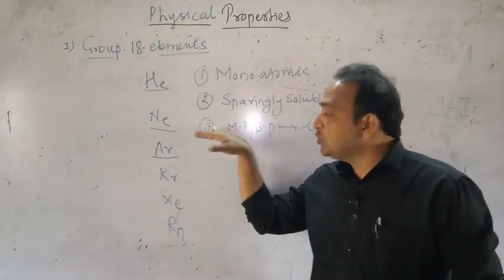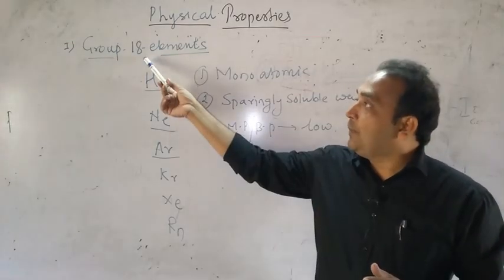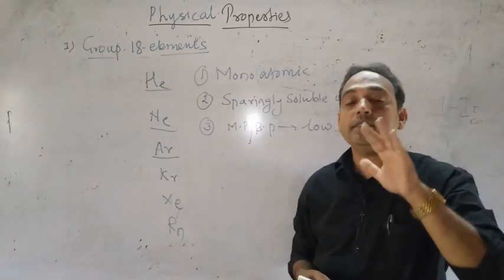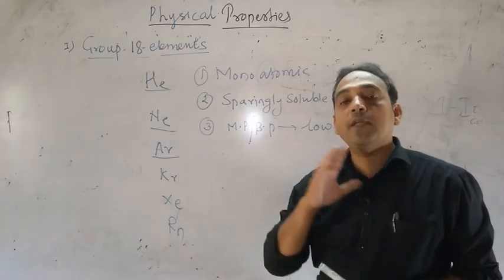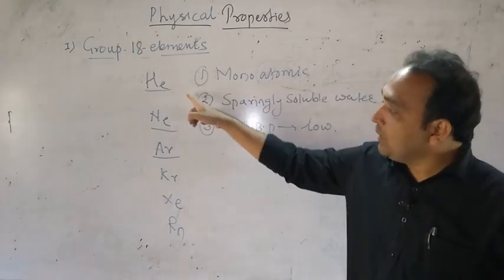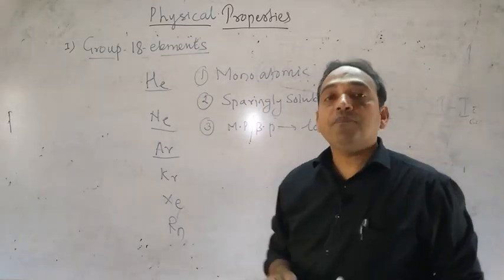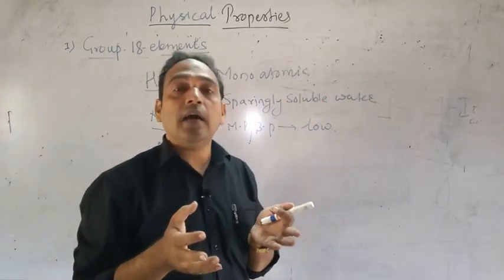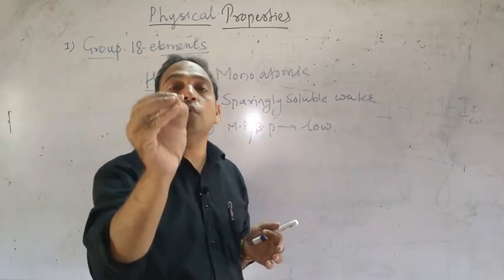And here the question may arise, why do noble gas elements, zero group elements, or 18 group elements have less melting point and boiling point? This question may arise. Why do these elements have a less melting point and boiling point? Because noble gas elements are monoatomic, and the intermolecular attraction between them is weak van der Waals force of attraction.